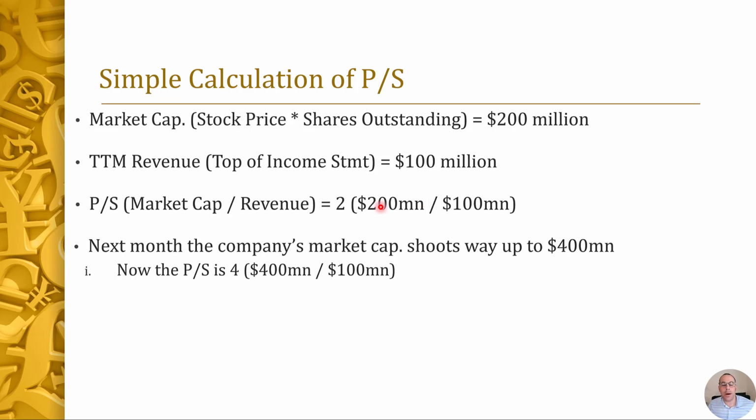Let's say the following month, the stock shoots way up. The market cap is 400 million. Now the price to sales is 4. So the stock is twice as expensive as it was last month, because you could see their revenue didn't change, but their market cap went up. So now you have to pay $4 for every dollar of revenue.